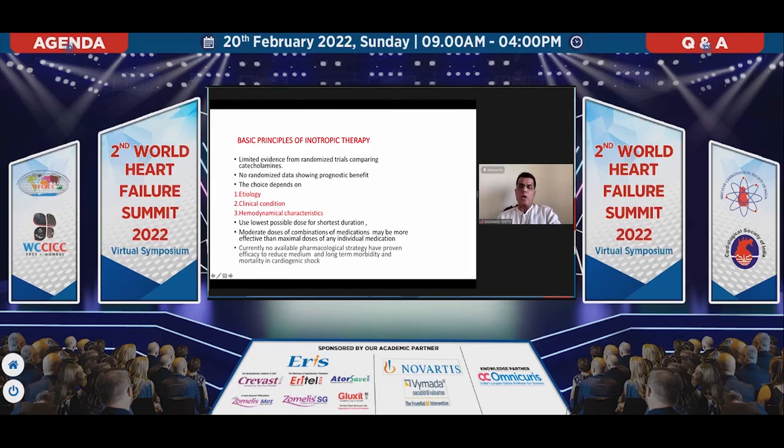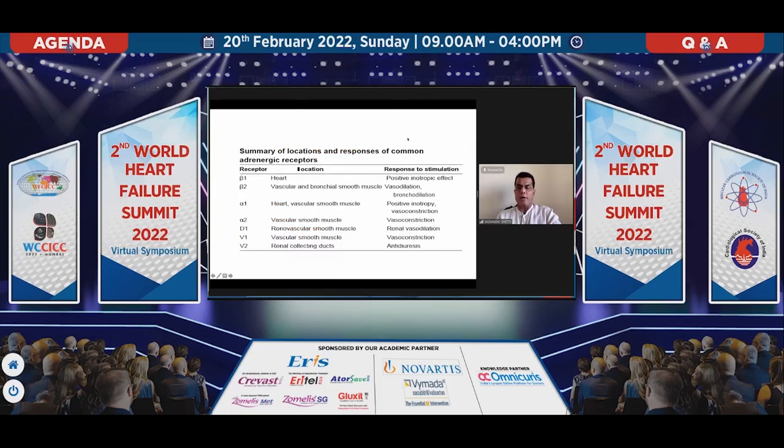And most of the time, a combination of agents, like maybe noradrenaline and dobutamine, or dopa and dopamine, combining the inotropic and the vasopressor effect, is more important. But we don't have any strategy which ultimately reduces medium or long-term morbidity or mortality in shock. That is why whatever we are doing is buying time till we get the basic condition rectified. We have to remember these receptors, their location, and the response to stimulation.